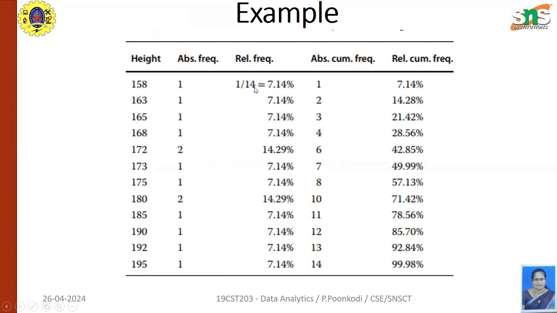This denominator is also 14. And the relative cumulative frequency, as usual, we use 1 divided by 14, then 2 divided by 14, 3 divided by 14. The final relative cumulative frequency comes to around 100%.